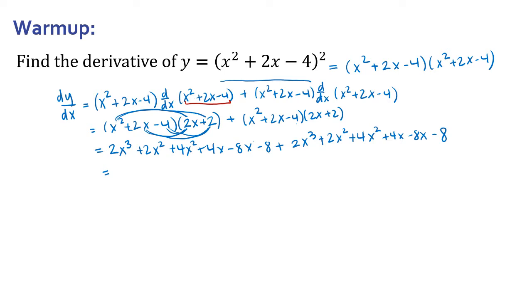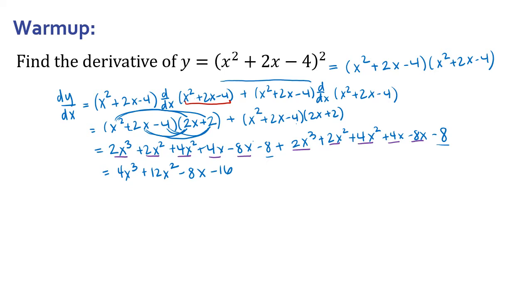When I simplify all of this together, 2x cubed plus 2x cubed gives us 4x cubed. I've got 2x squared plus 4x squared is 6x squared, 8x squared, 12x squared. So I've got plus 12x squared. And then I've got 4x minus 8x is negative 4x, plus 4x is 0, minus 8x is minus 8x. And then I've got minus 8, which is minus 16.